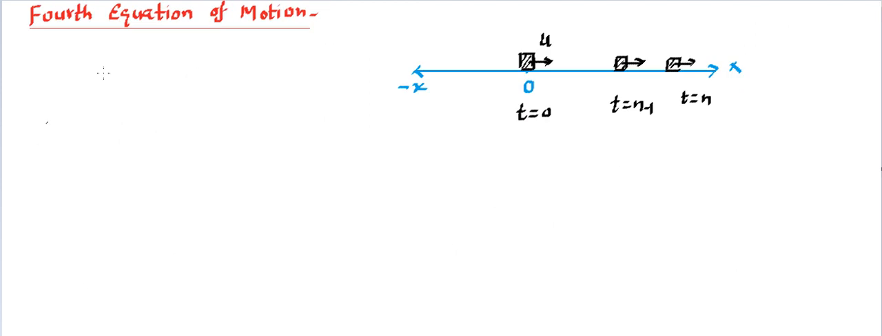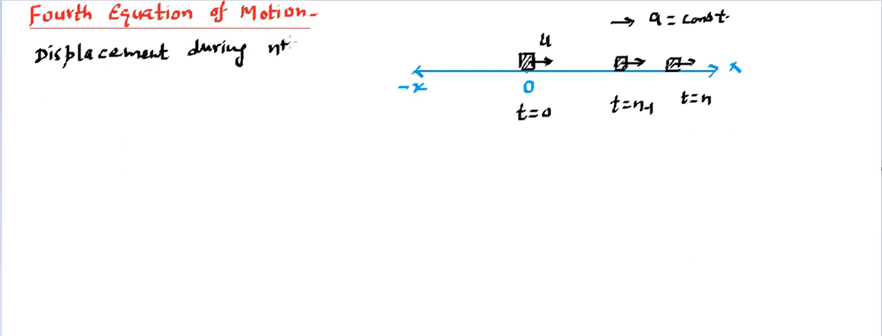The fourth equation of motion in one dimension for the constant acceleration case is calculated as follows. So it basically talks about the displacement of a particle during the nth second.